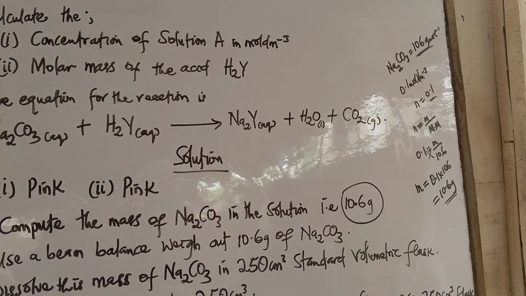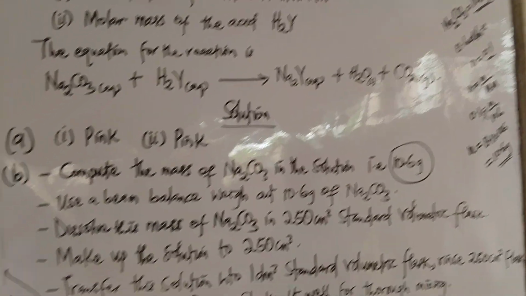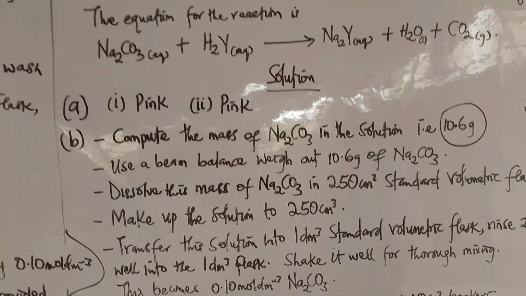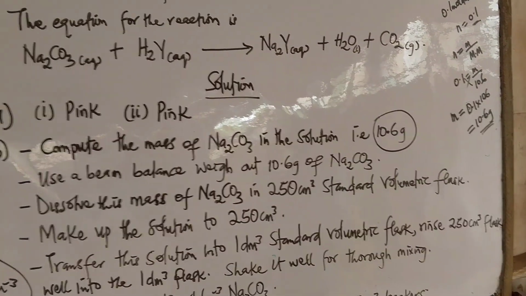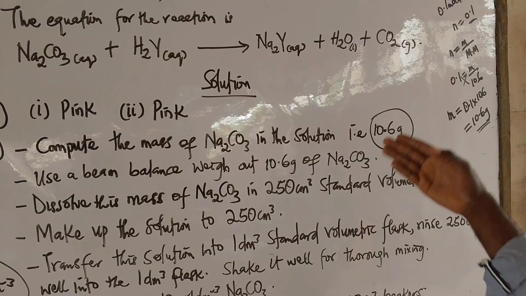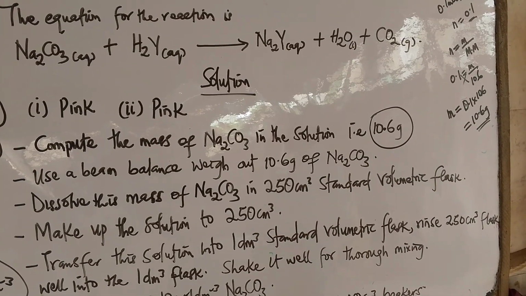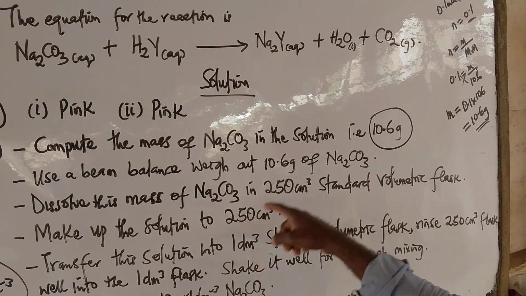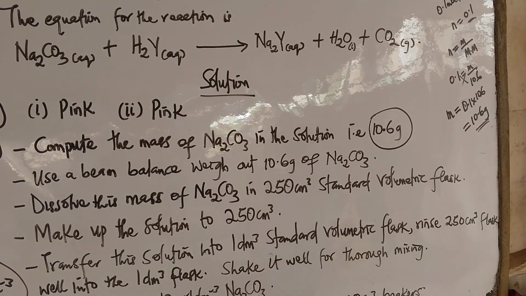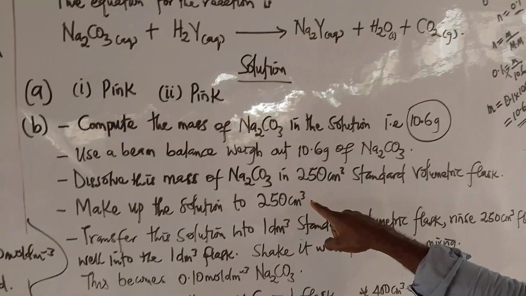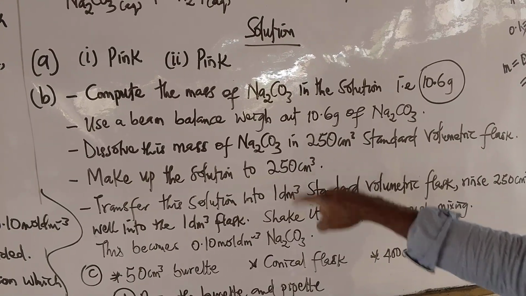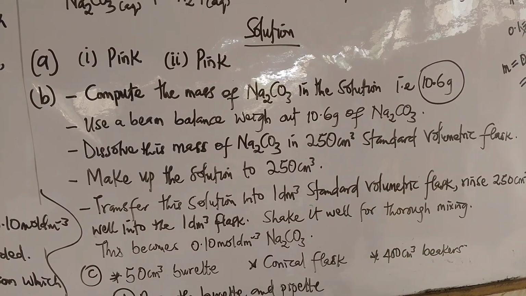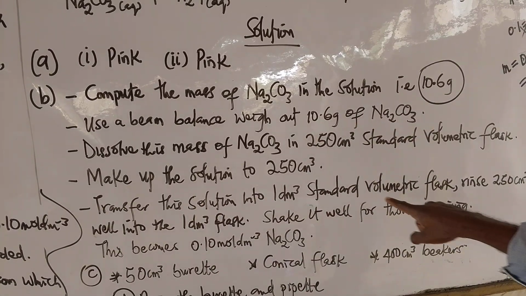You will measure that mass, then you will take it to a 250 cm cube standard volumetric flask. After dissolving it in a beaker, you will start transferring it into the 250 cm cube volumetric flask. Then after some level of agitation, you are going to pour it in, cover it and shake it very well. Then you transfer it into another volumetric flask.